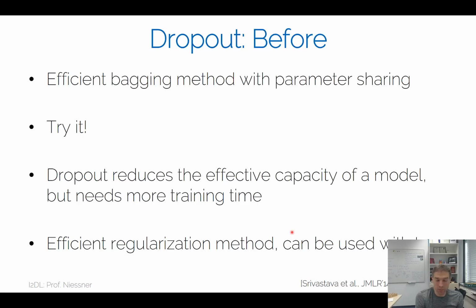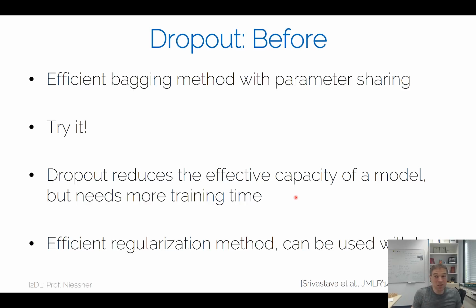And Dropout is actually super important. It can be used for a lot of cool things. So it's basically an efficient bagging method with parameter sharing. Try it out. It's one line of code change, right? It's really straightforward. Dropout reduces the effective capacity of the model. That's the downside. It needs more training time because the training becomes harder. But you basically have an ensemble of smaller models inside of your big model that you're training, right?